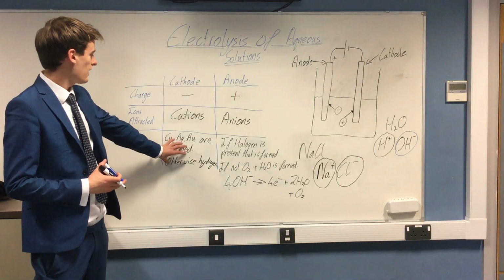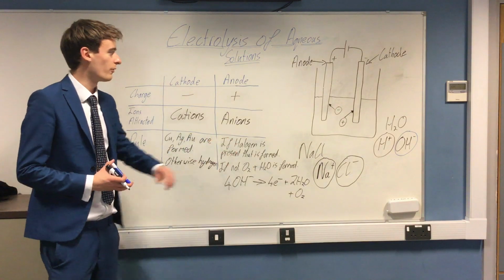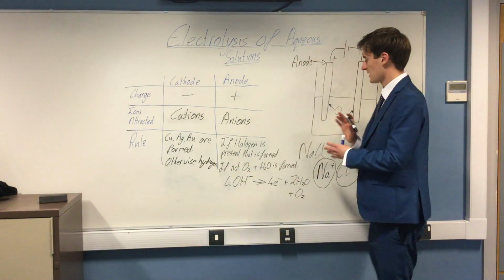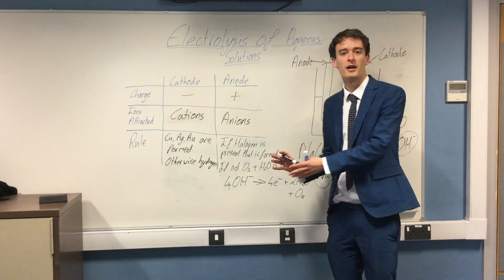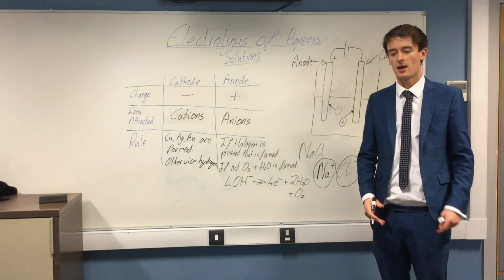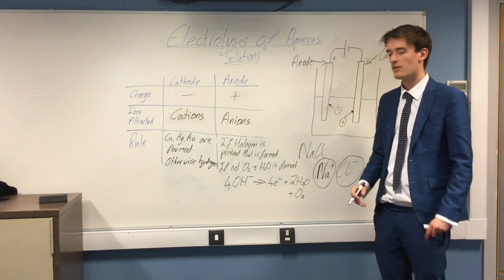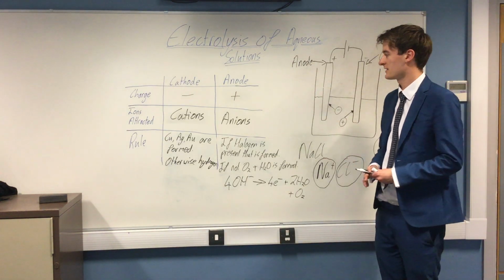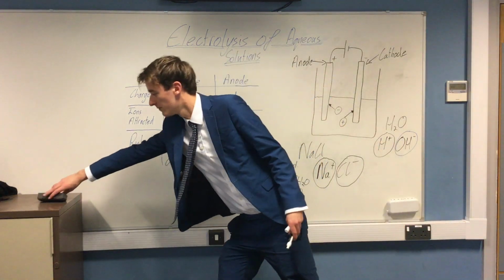So here we can see the rules for what is formed. What I'm now going to look at is how we can apply these rules and get half equations. If you do foundation tier, this won't be a problem for you. If you do higher tier, you need to carry on watching, unfortunately.